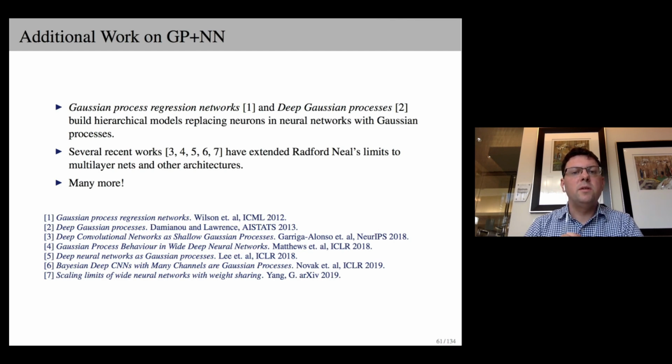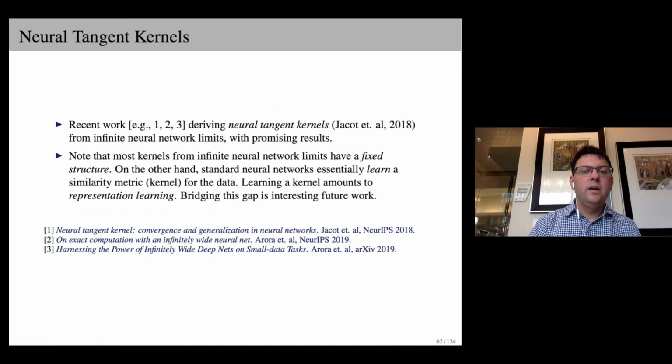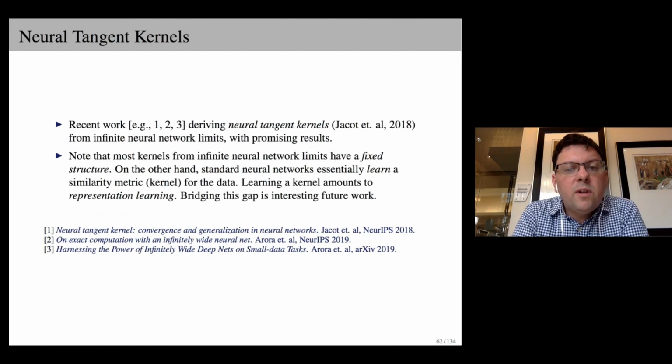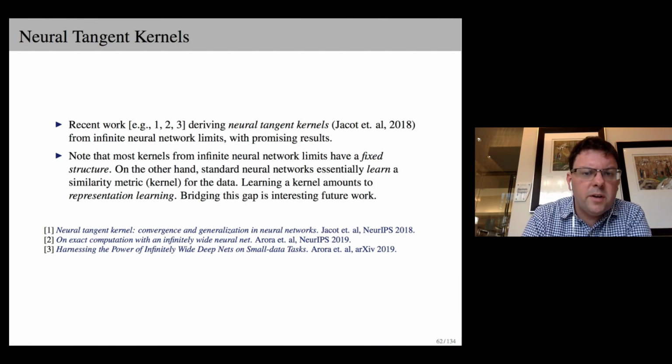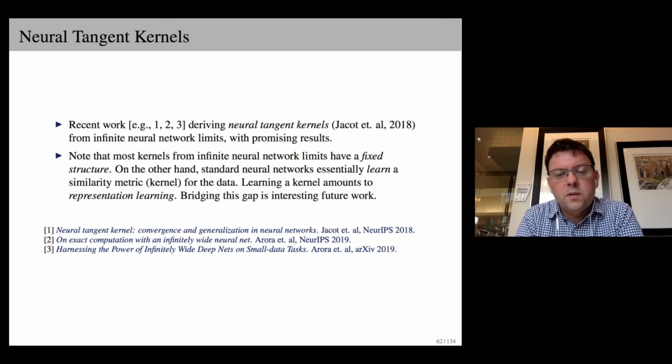For example, Gaussian process regression networks and deep Gaussian processes build hierarchical models, replacing neurons in neural nets with Gaussian processes. Several other recent works have extended Radford Neal's limits to multi-layer neural nets and other architectures like convolutional neural nets. And those limits are also very related to neural tangent kernels, which have been a very hot topic in deep learning recently, where we take infinite neural net limits and derive kernels, which have recently achieved fairly promising empirical results.